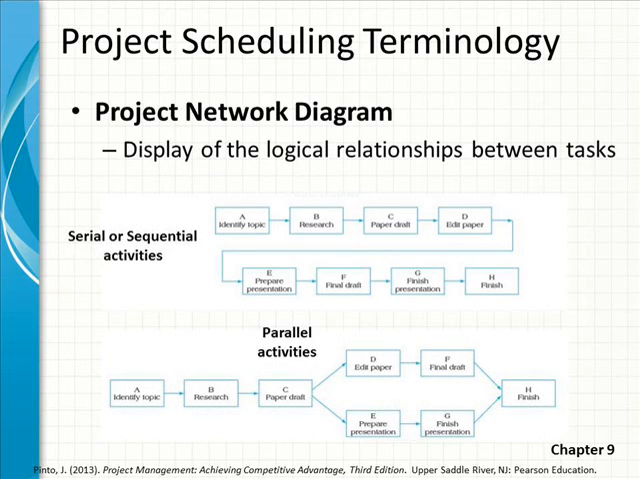When we draw out nodes with relationships, we're creating a project network diagram, which is simply a display of the logical relationships between tasks. There are really two types. We've been looking at, with all these examples, serial or sequential activities, one happening after the other. But there are also network diagrams with parallel activities.